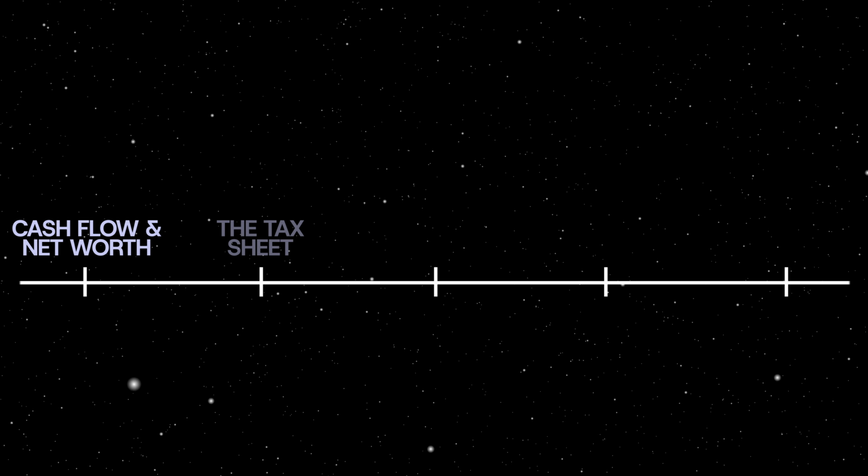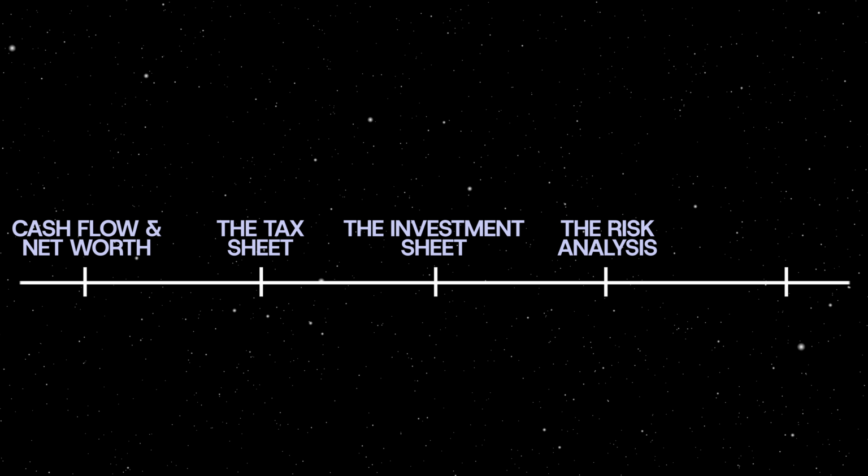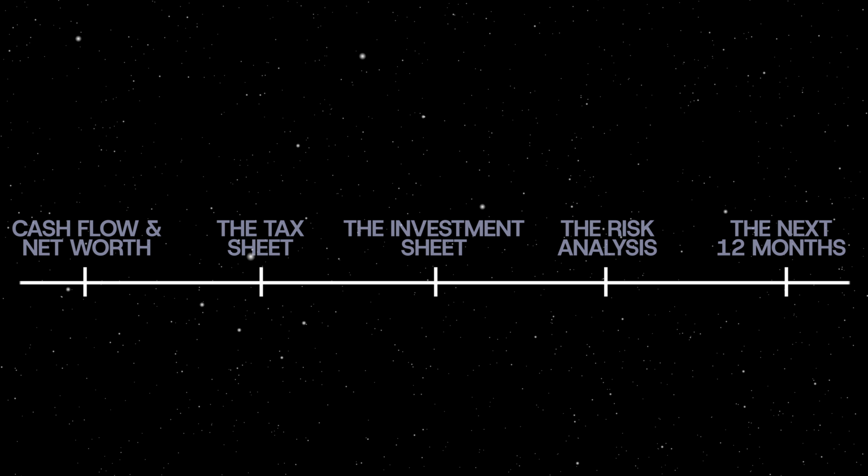Now we're going to break this up into 5 separate sections: cash flow and net worth, the tax sheet, the investment sheet, the risk analysis, and finish it off with the next 12-month action plan. So grab yourself a drink and let's get started.